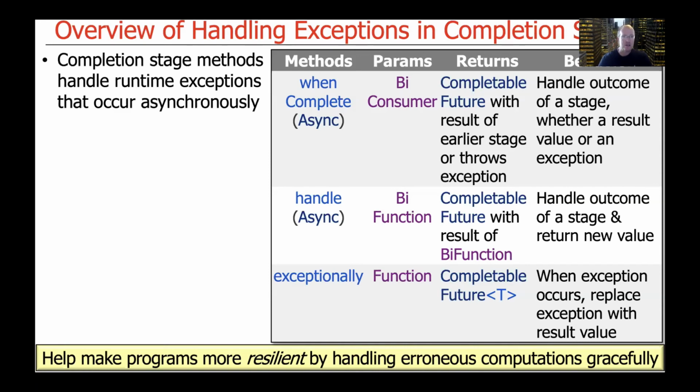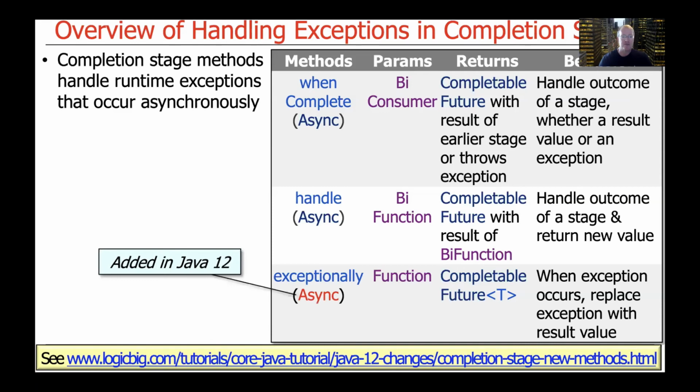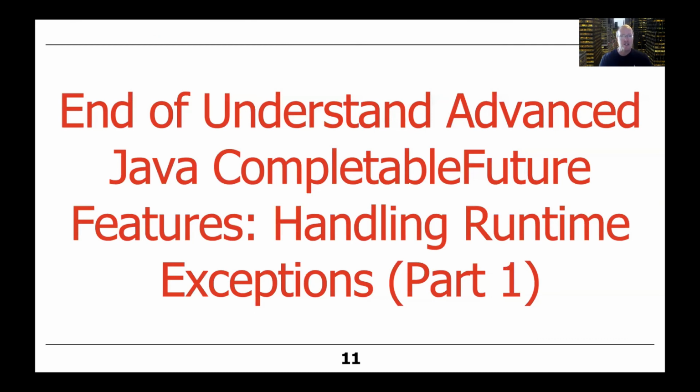You'll also notice that there are async and non-async variants of these. There's also another method called exceptionallyAsync that was added in Java 12. So this does not come out of the box with Java 8, but if you're programming with Java 12, then you can get exceptionallyAsync. This is important for our class because Android, as you probably recall, only supports up to Java 8, so exceptionallyAsync is not part of the Android API. That's just a quick overview of the different types of methods that handle exceptions in completable futures. What we're going to do next, of course, is look at some code examples to illustrate how to apply these methods in practice.